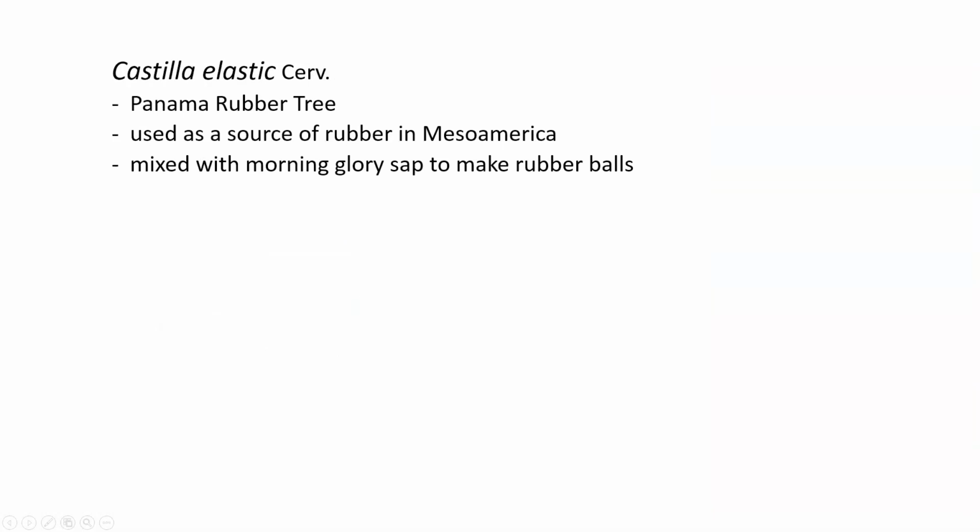One of them is the Panama rubber tree. It was used as the primary source of rubber in Mesoamerica. This means the parts of America before the Spaniards got here. They took the sap out of the tree, they mixed it with morning glory sap, and for some odd reason it turned into this hard rubber type material. They could chew on them. They also used it to make rubber balls. This particular plant nowadays has very little use.